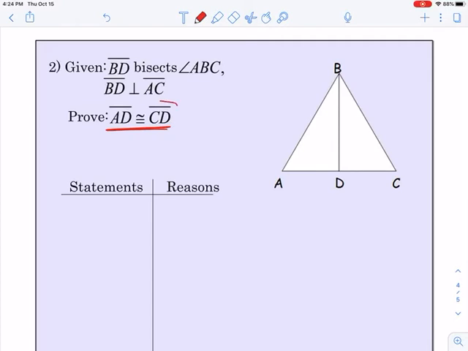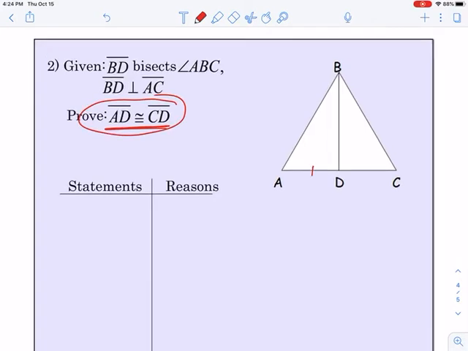So again, I'm going to highlight this in red, but then I'm going to change my pen. I want to prove that AD is congruent to DC. I don't know that. That's what I want to prove. Okay, so AD is part of this left-hand triangle here, and then DC is part of that right triangle there. So if I can prove those two triangles congruent, then I'll be able to say that AD is congruent to DC by CPCTC.